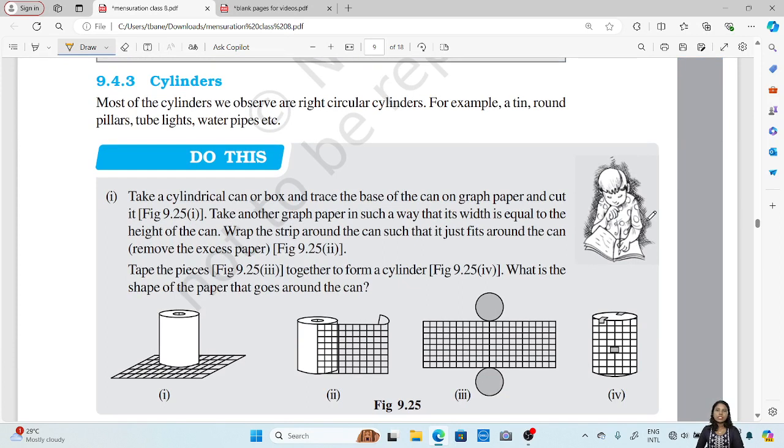Now see, you have a cylinder. One common observation about cylinders is that when we look at a cylinder, it is basically this shape.